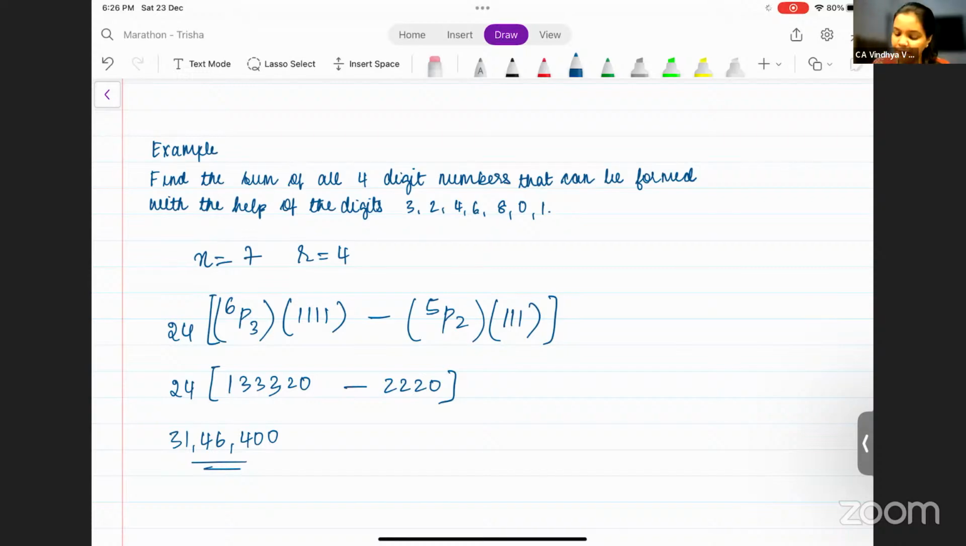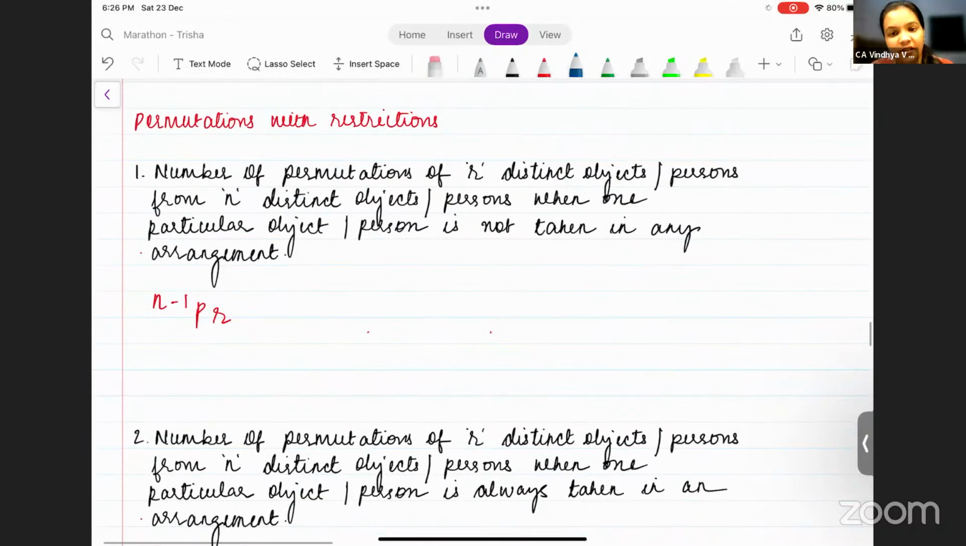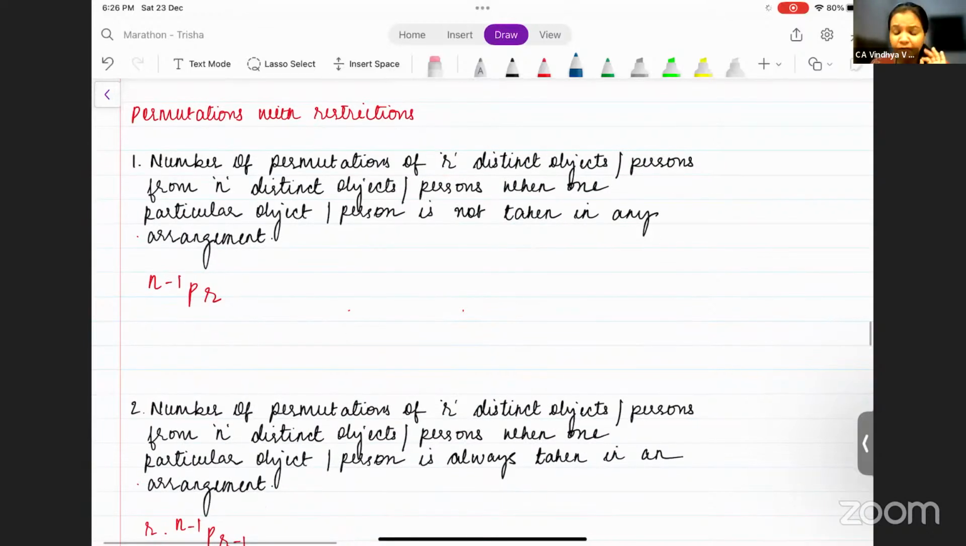All right. Okay, next, permutations with restrictions. Permutations of r different objects out of n distinct objects, where one particular object is not taken in any arrangement, not considered at all. So the formula is n minus 1 P r.